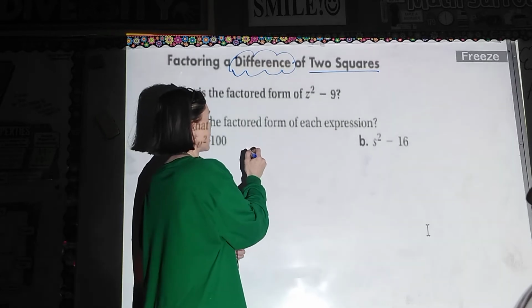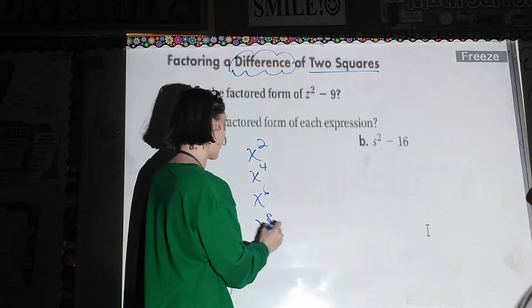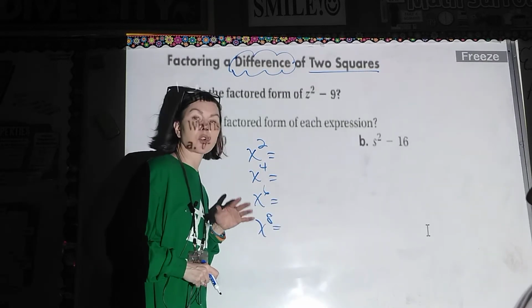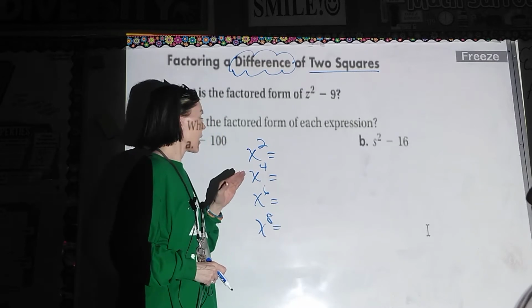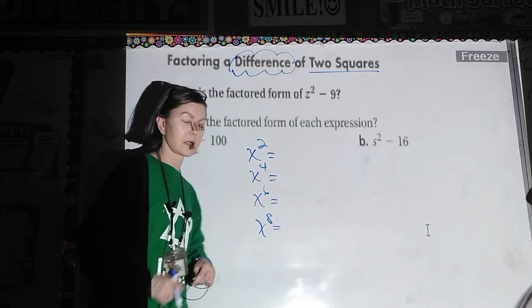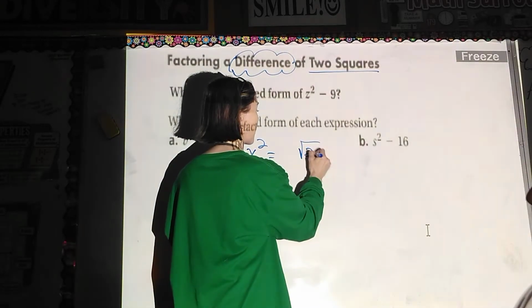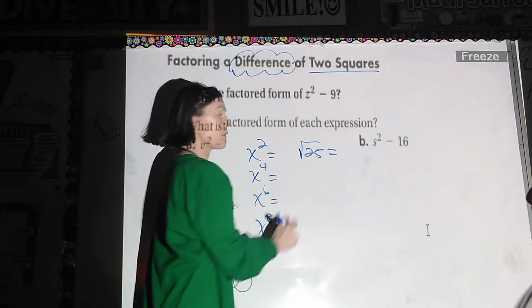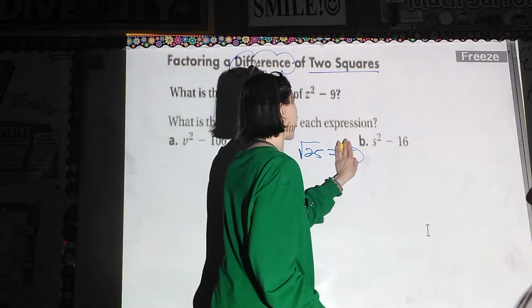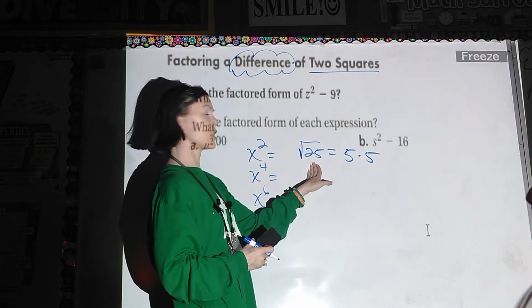So let me show you this. x squared, x to the 4th, x to the 6th, x to the 8th. We can see 2, 4, 6, 8. Those are all even numbers. Variables with even exponents are perfect squares because, once again, what was the requirement with the square root of 25? What times what gives you 25? That would be 5, a whole number. So if I write it out this way, 5 times 5 gives me 25.